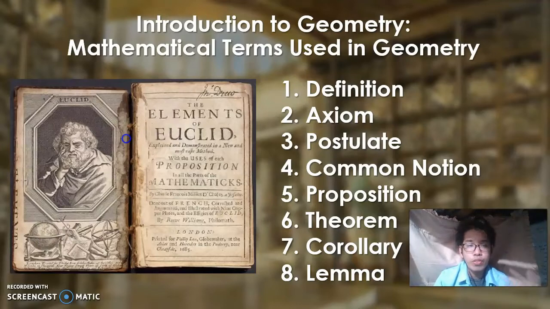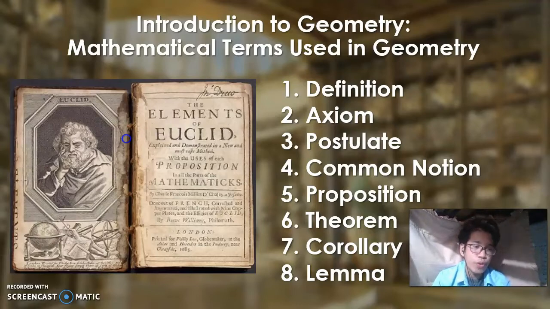Also, we have the corollary. Okay, so a corollary is kind of like a subpart of a theorem. We have the theorem, and then it has a subpart, a part 2 of the theorem, but it's not that major. And you also have the lemma. It's also a theorem, but it's not an important theorem. It's kind of like a corollary, but a lemma is a theorem in itself. A corollary is not a theorem in itself.